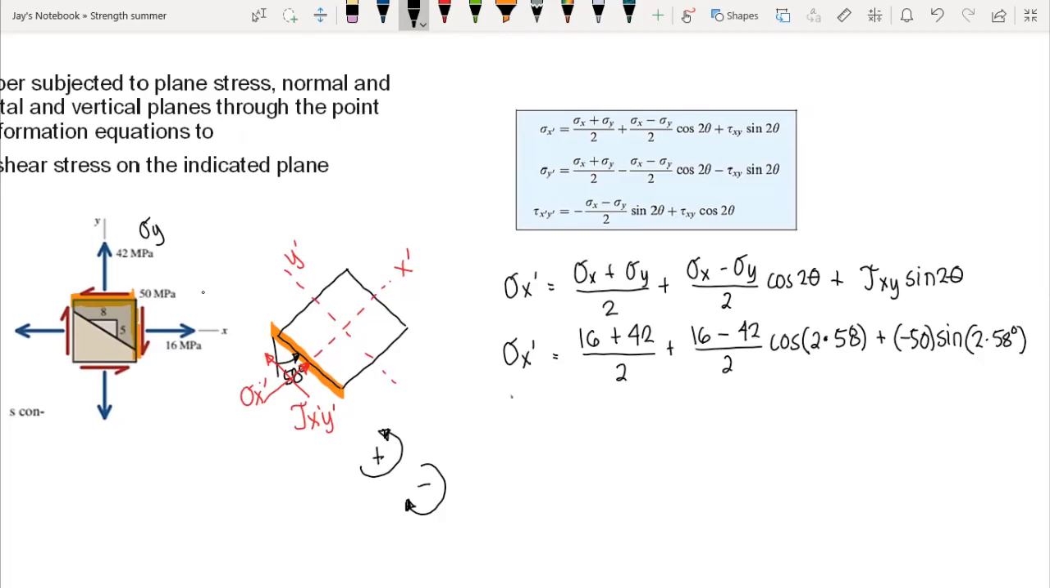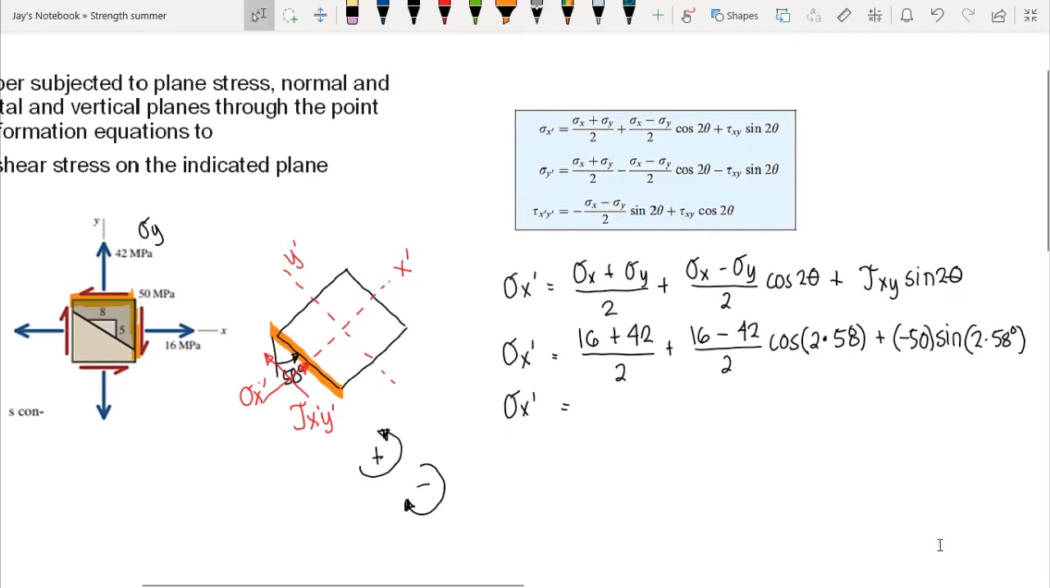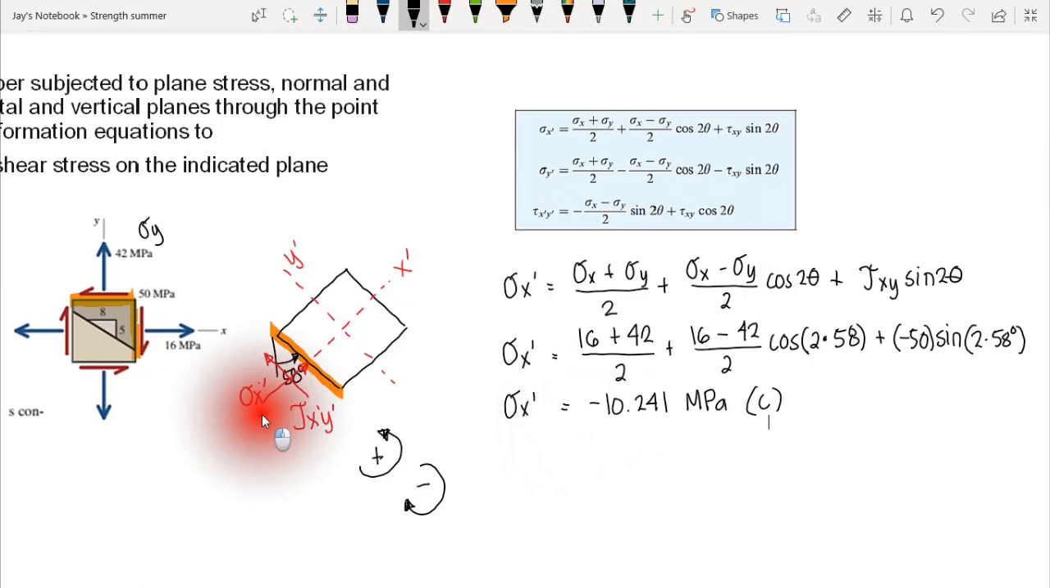Okay, now we have our sigma x prime here, which is equal to negative 10.241 megapascal. Okay, now take note, this is negative, so this is compression. So therefore, we have correct assumption of our sigma x prime here. This is acting towards the phase of our stress element.